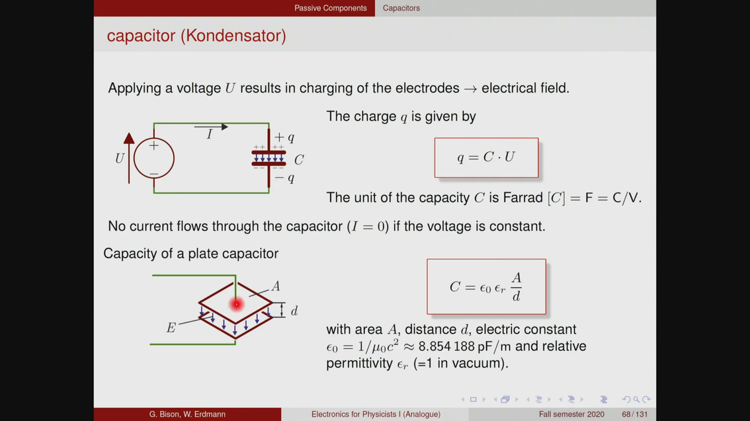The capacity, well, in a very simple model, is that we have two plates at a distance d with a dielectric in between. And then we can see that the capacity is proportional to the area. So if you make the capacitor larger, you get a higher capacity. It's inversely proportional to the distance. If you make the distance large, you get a smaller capacity. And then it's proportional to the dielectric constant of the medium between the two plates. Okay, and of course there's a constant given here.